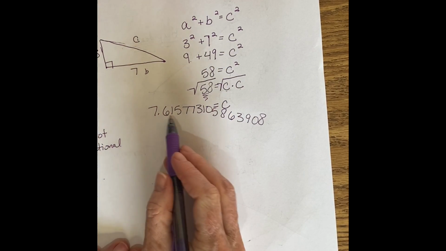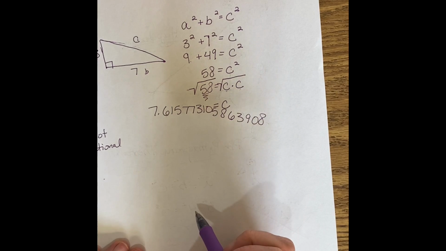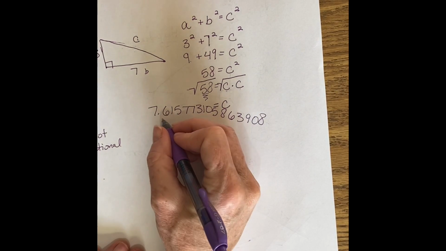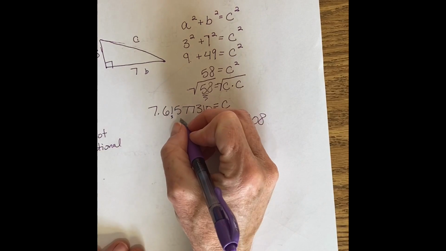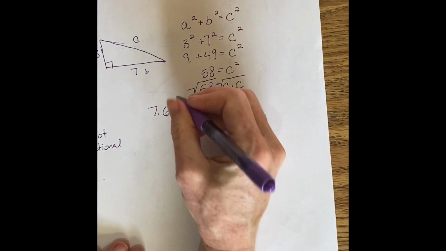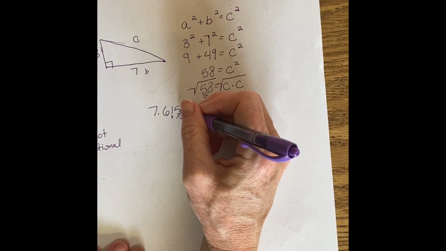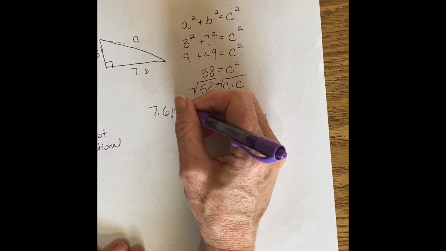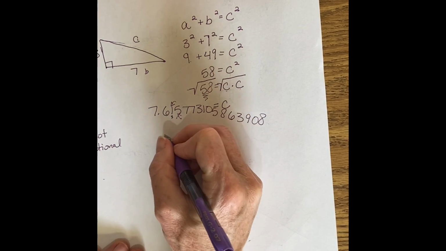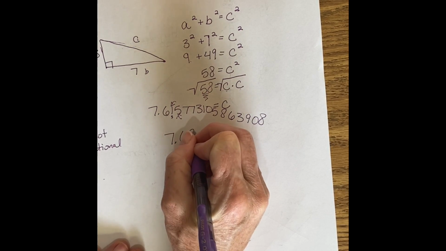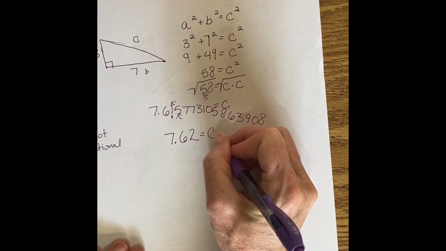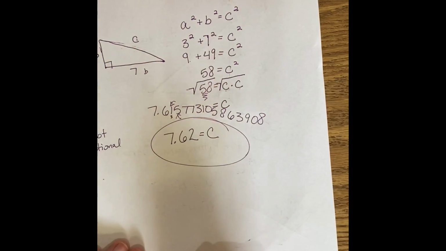But do you need to write down all those many digits for your answer? No. We're going to round it to the nearest hundredths place. So I'm going to look at this guy. That's a 5. 5 is greater than or equal to 5. Obviously, it's equal to 5. So this guy gets rounded up to a 2. So it's 7.62 equals C. Boom. And I'm done.